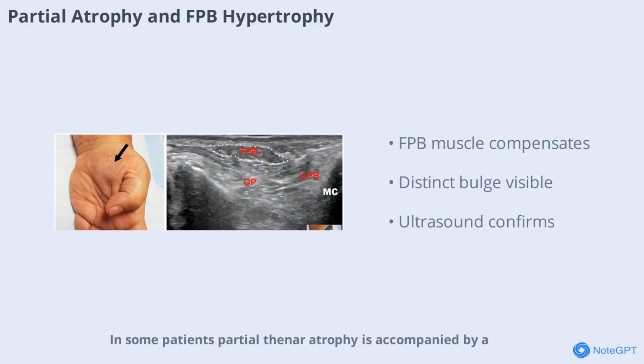In some patients, partial thenar atrophy is accompanied by a prominent or hypertrophic flexor pollicis brevis muscle. This compensatory hypertrophy occurs as the FPB muscle takes on more functional load due to the loss of the APB and OP muscles.